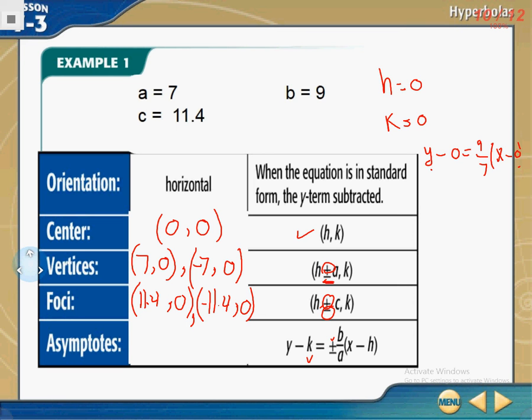Y minus 0, Y. 9 over 7. X minus 0 is X, so just multiply it with X. This is my first asymptote. Y equals 9 over 7 times X. Let's find the second asymptote. Follow the same steps, except when we have positive, change it to negative. So Y minus 0 equals negative 9 over 7.